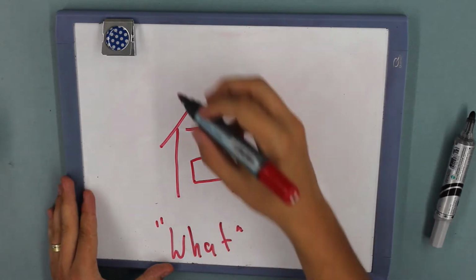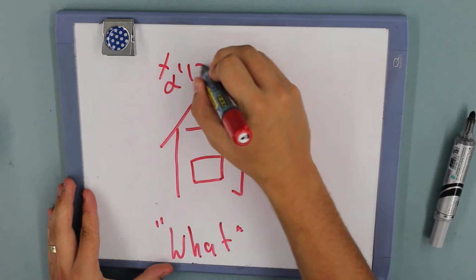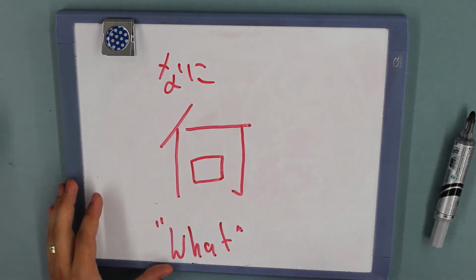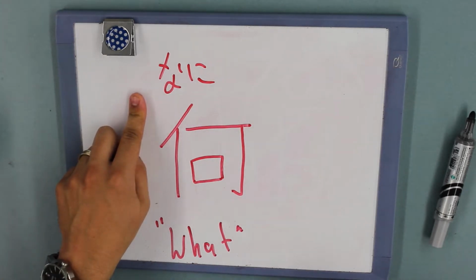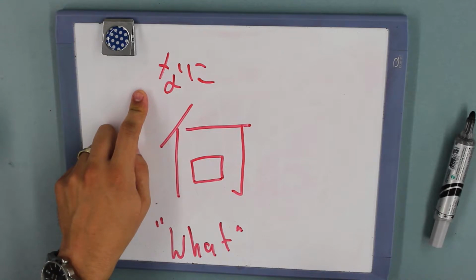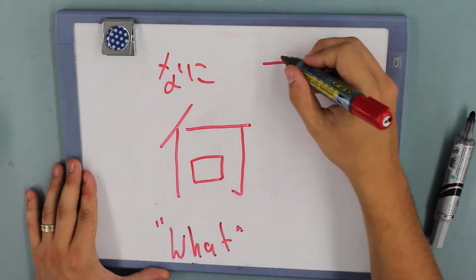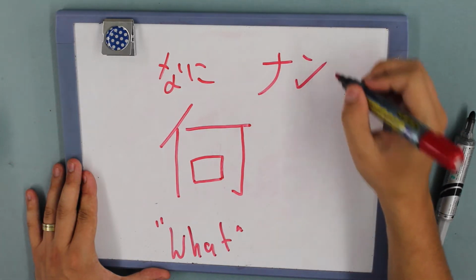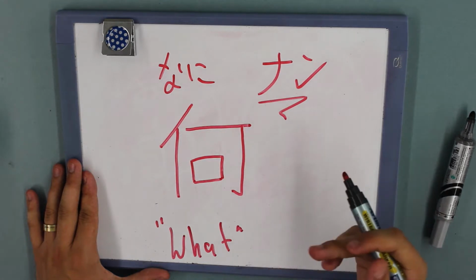Okay, so that is nani, and it's written as nani in the kun reading, the Japanese reading, meaning nani by itself is a word. Nani ga arimasu ka? What is there? Then we have the on reading, which is nan, which is often written in katakana because it's a foreign word.